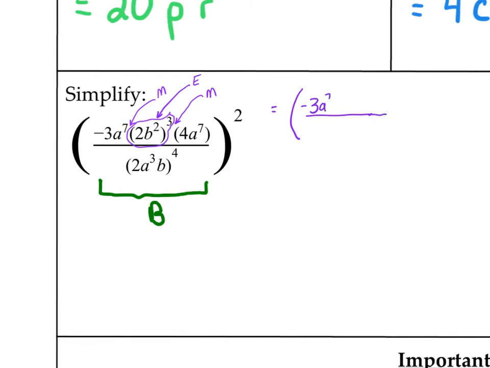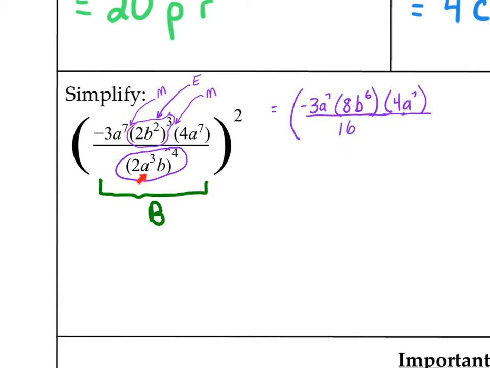That 2b squared to the 3 becomes 8b to the 6. And the 4a to the 7 stays where it is. And on the bottom, again, you have an exponent. So the coefficient is 2. The exponent is 4. So 2 to the exponent 4 is 16.